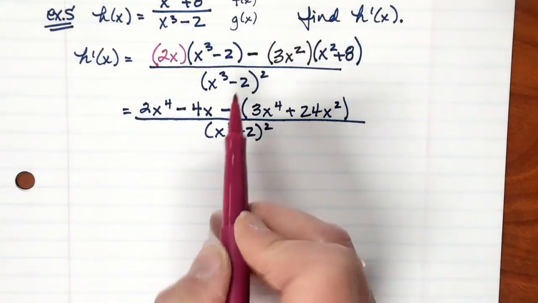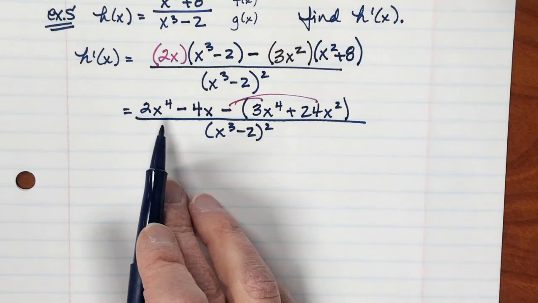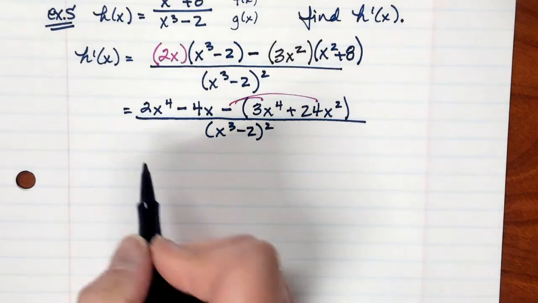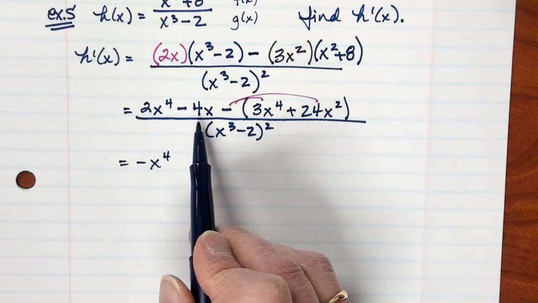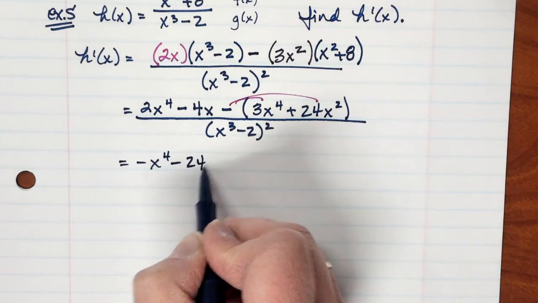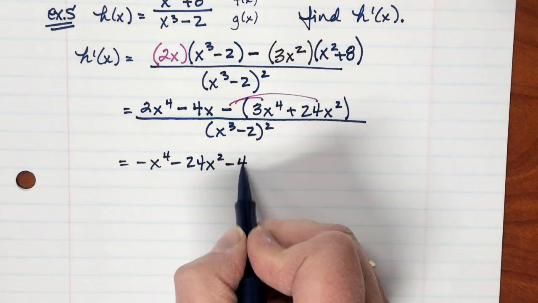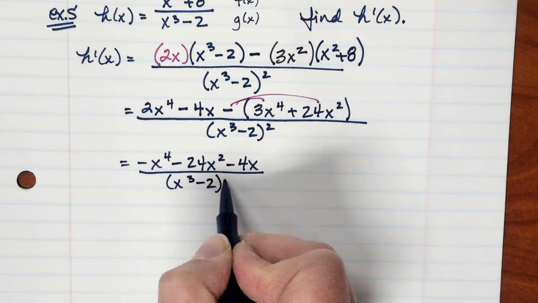Now I do want you to remember that that negative distributes, and as I said, if you wanted to do that first when you were writing it down, that's fine. I just don't want you to forget it. Now let's combine. We have a 2x to the 4th minus 3x to the 4th. So I have negative x to the 4th. I have an x squared here, but it's negative 24x squared. And then I'm left with negative 4x. All over x cubed minus 2 squared.